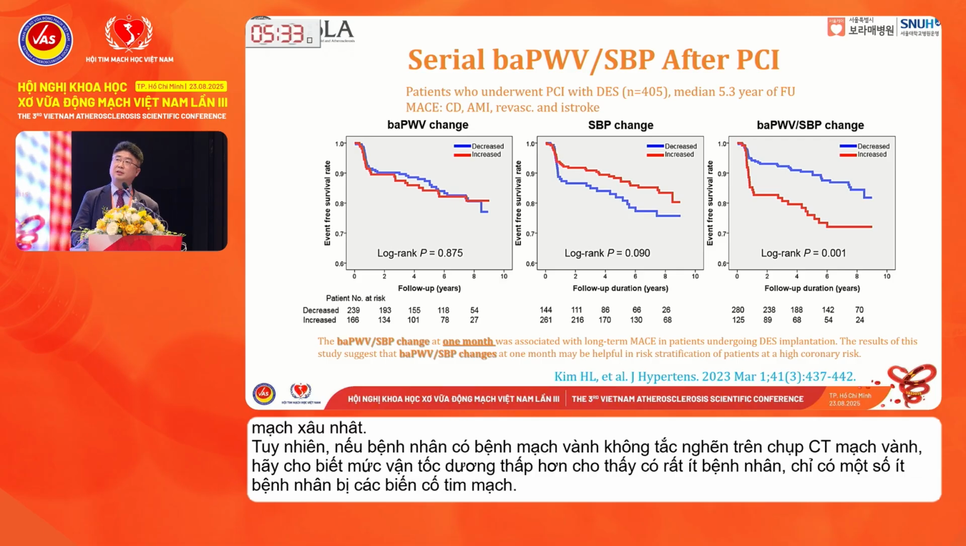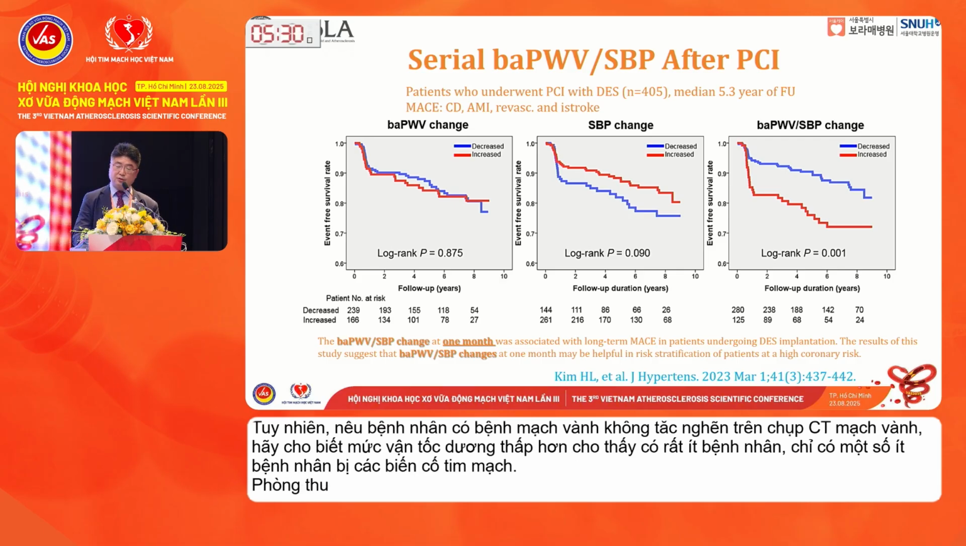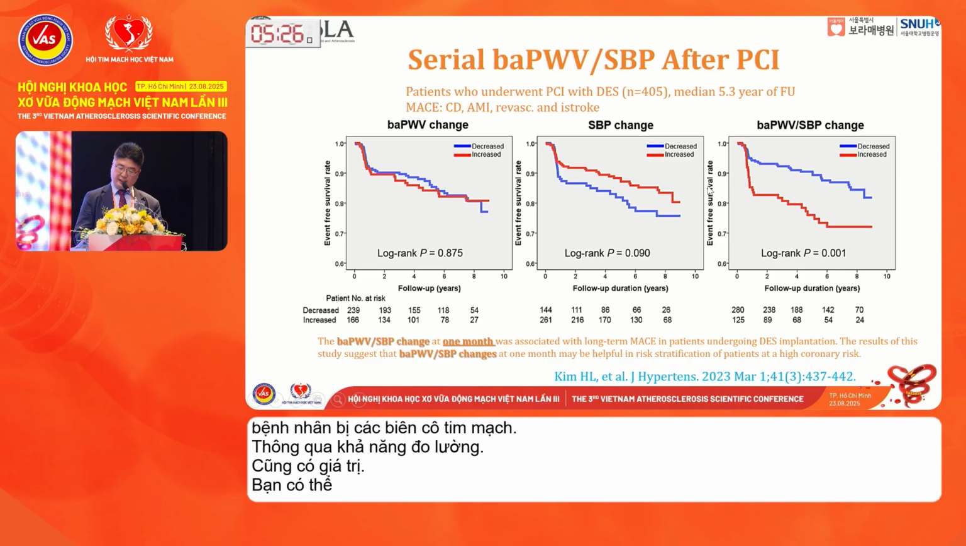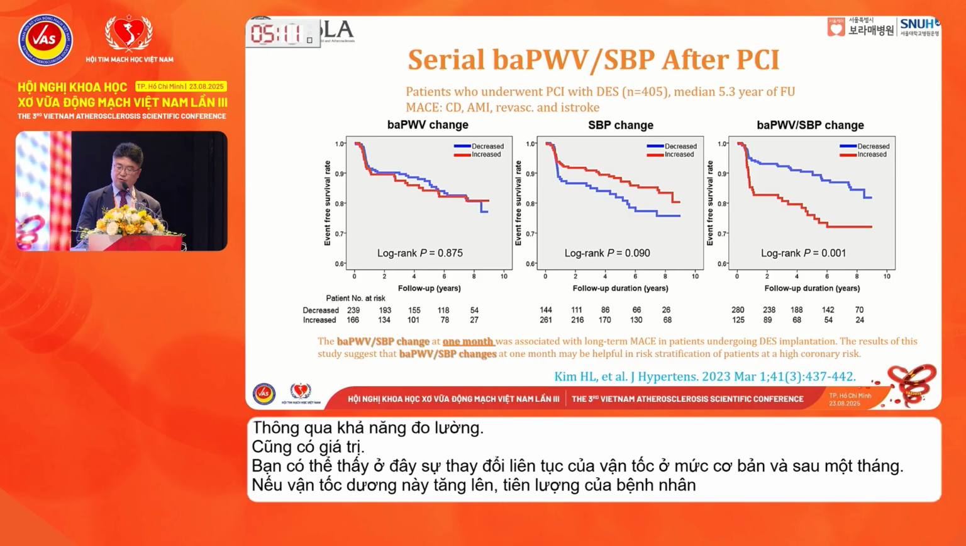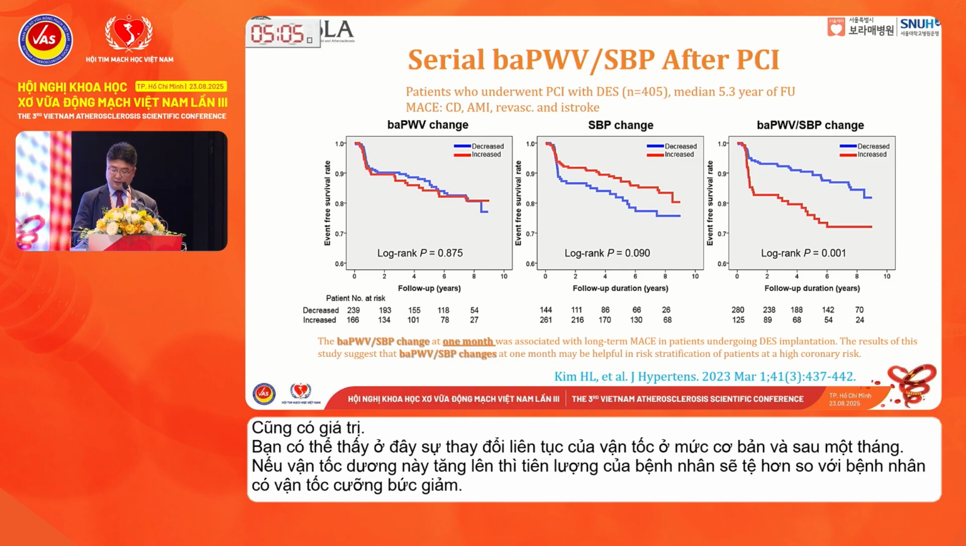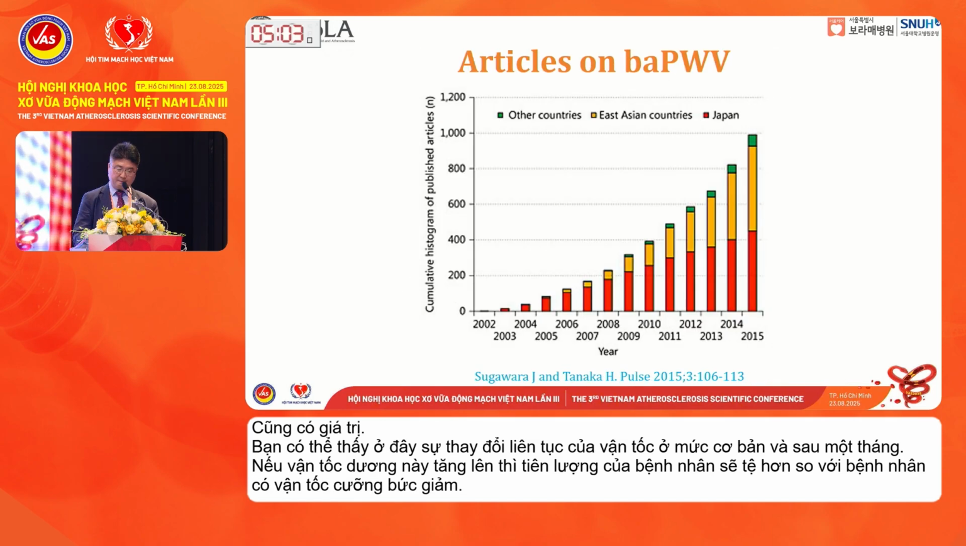Serial measurement of pulse wave velocity is also valuable. You can see here at baseline and at 1 month the serial change of brachial-ankle pulse wave velocity. If this pulse wave velocity increases, the patient prognosis is worse compared to the patient with the decreased brachial-ankle pulse wave velocity in patients who underwent PCI.